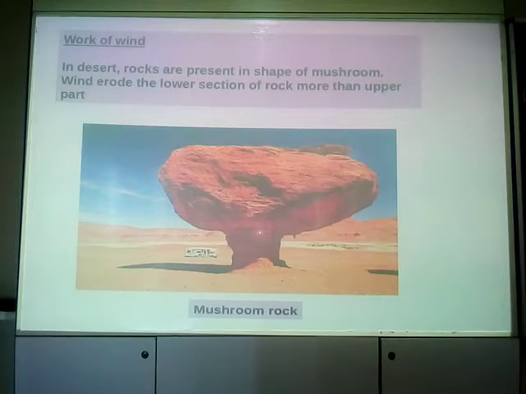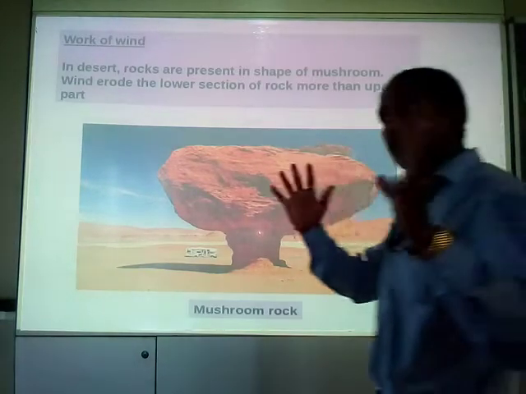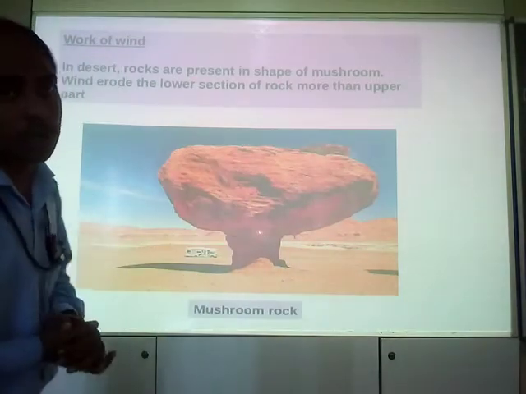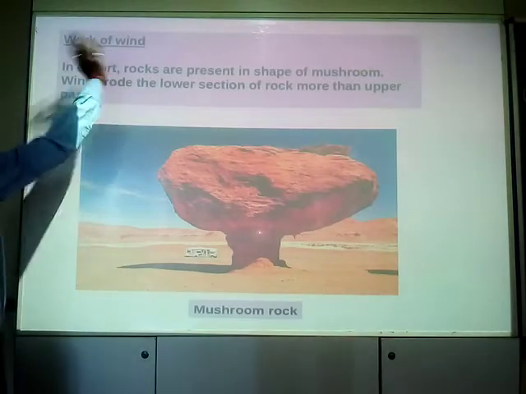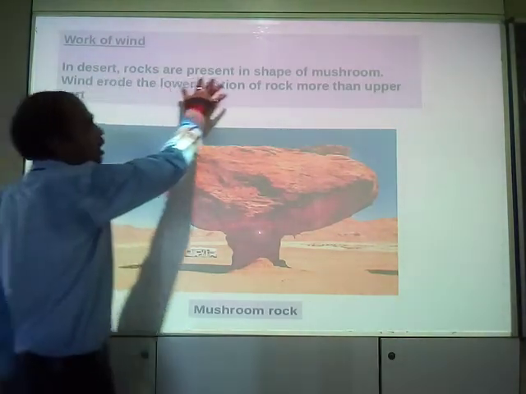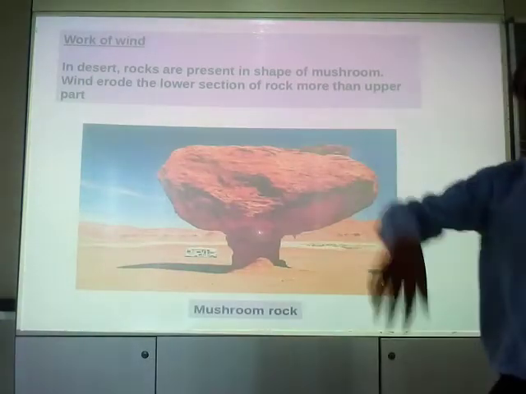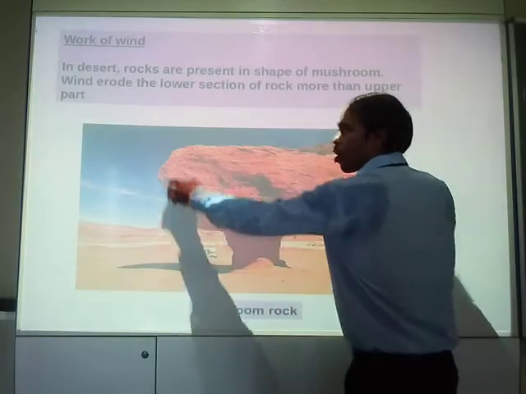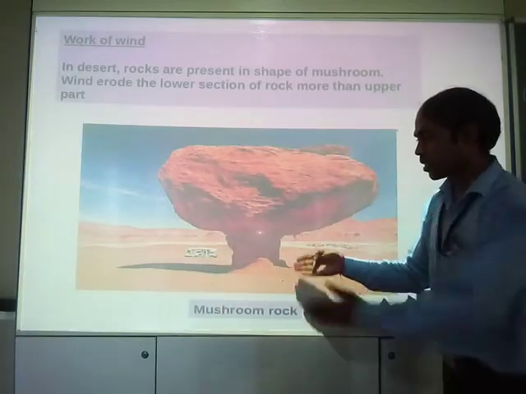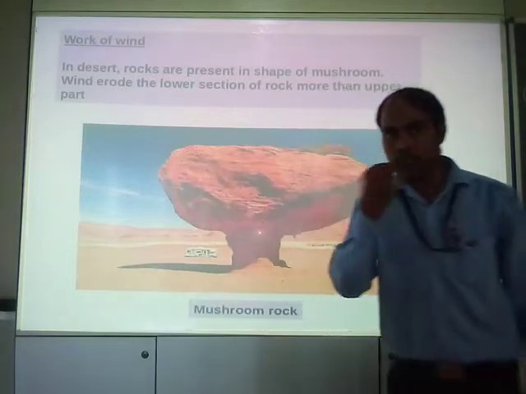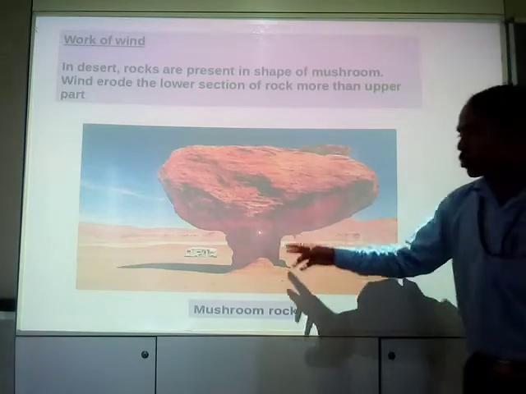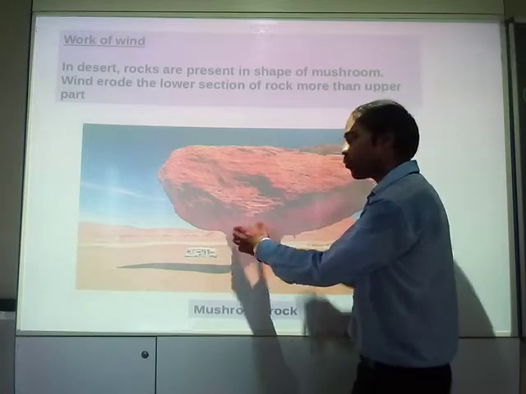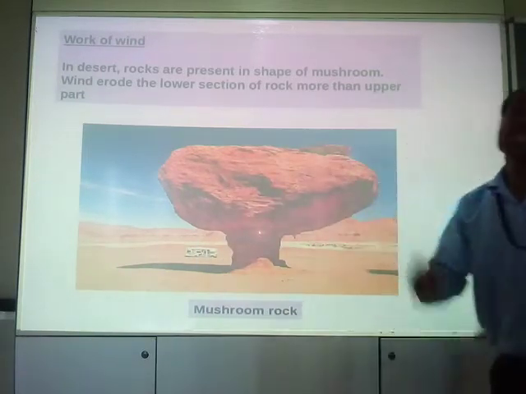Now let's understand the work of wind. Wind also plays a very important role in our life. It also forms some of the structures on the landscape. Okay, work of wind. In deserts, rocks are present in the shape of mushrooms. When you visit big deserts, you may find rocks in the shape of mushrooms, the mushroom which you used to eat as a vegetable. Yes, so sometimes in desert areas you find rocks in the form of mushrooms.